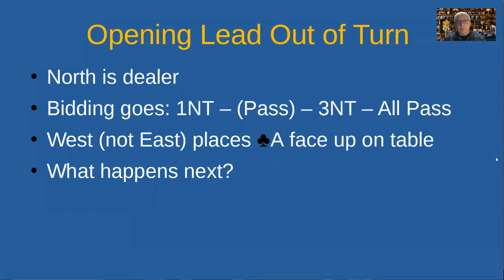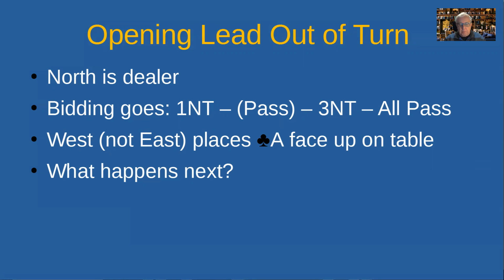So let's start with an example. We're going to have the fact that North is dealer. Simple bidding: the dealer opens one no trump, the opposition pass, straight into three no trumps, and that's the contract. But suddenly, instead of East starting the lead, West places the lead and places it face up, an ace of clubs on the table. So as director, you'd be called to the table and asked what happens next.